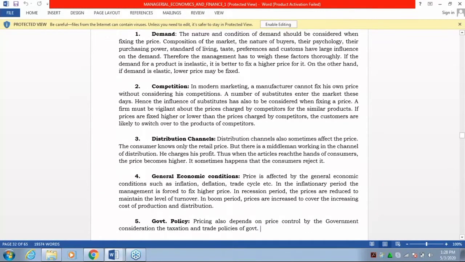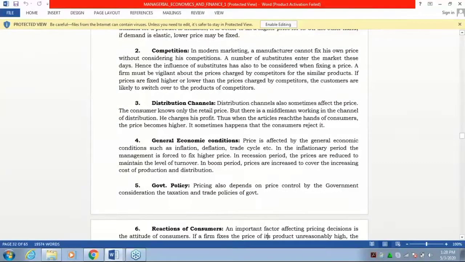The general economic condition is another one. Price is affected by the general economic condition, like what is really happening now in Nigeria or globally with the COVID-19 pandemic. You discover that a product that was worth 20 naira has been increased to 25 naira. The product that was worth 70 naira has been increased to 100 naira. So inflation or deflation or trade cycle, like what we are experiencing, is a trade cycle. In an inflationary period, the management is forced to bid a higher price.